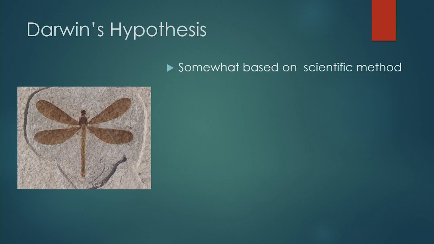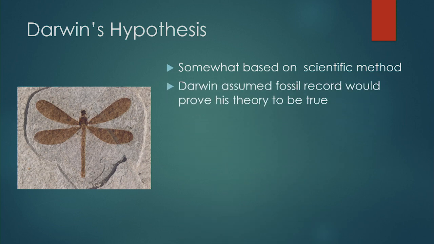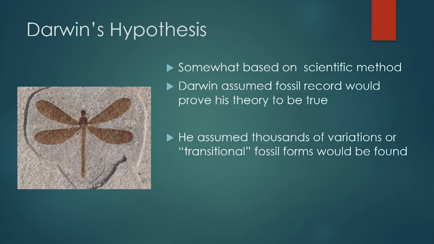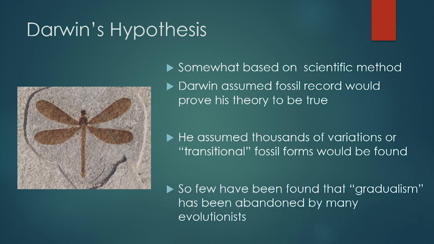Now, Darwin's hypothesis was based somewhat on the scientific method in that he proposed that the fossil record would bear his theory to be true. So he assumed that over the course of time, thousands of variations or transitional fossil forms would eventually be found. And yet so few have been found that gradualism has been abandoned by many evolutionists.